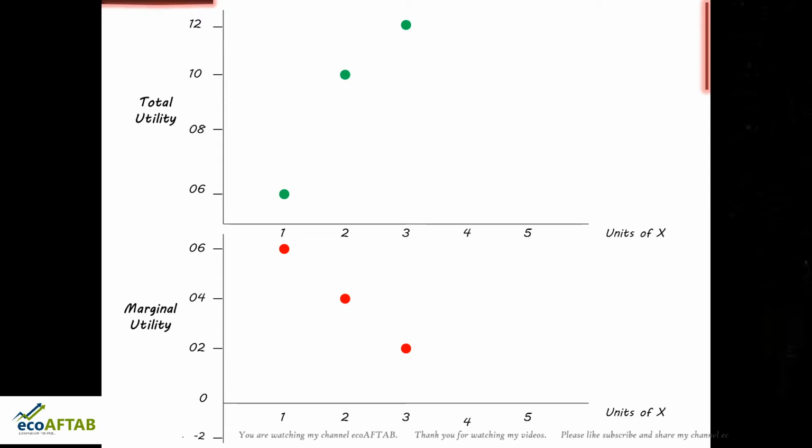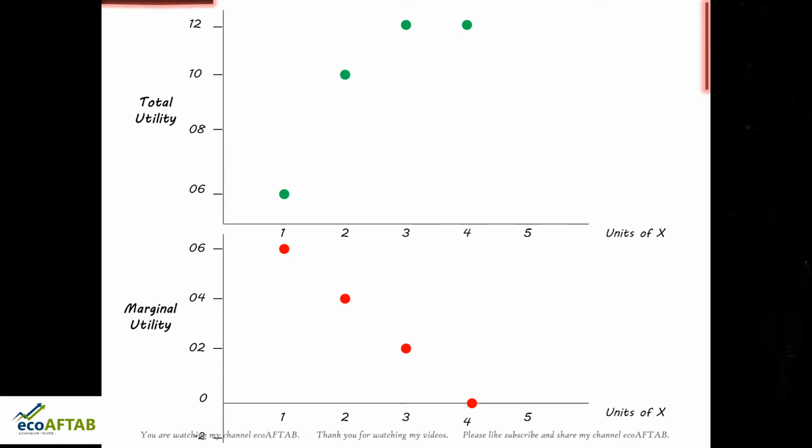So now when the consumer consumes the fourth unit, emphasis on the number fourth unit, what is happening to her marginal utility? Her marginal utility is 0. And when she is consuming the 4 units, from all the 4 units, what is happening? She is getting the same level of satisfaction, that is 12 utils.